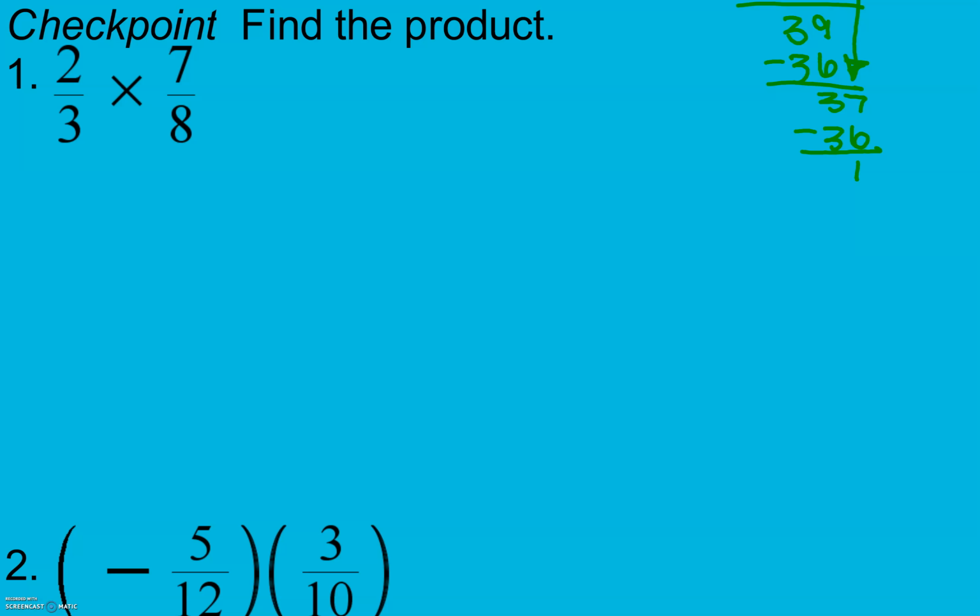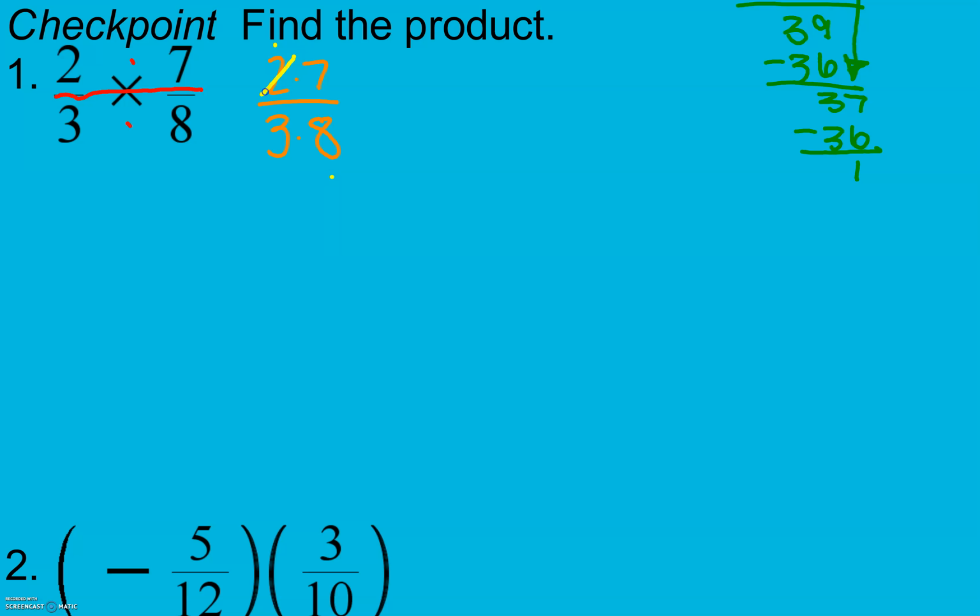We're going to find the product here. In number 1, we're multiplying fractions, so we multiply straight across: top times top, bottom times bottom. So I take 2 times 7 over 3 times 8. I'm going to check to see if there's anything we can reduce. 2 goes into 8. They have a common factor.